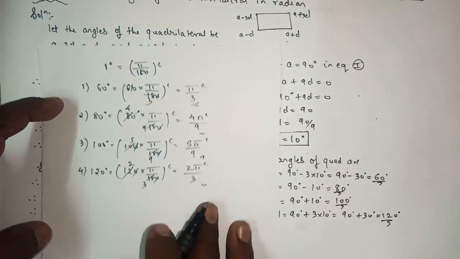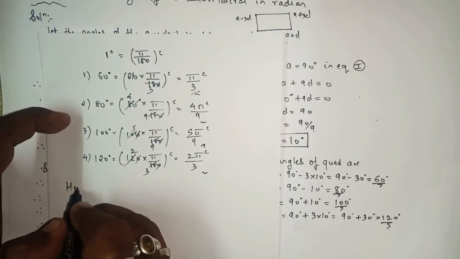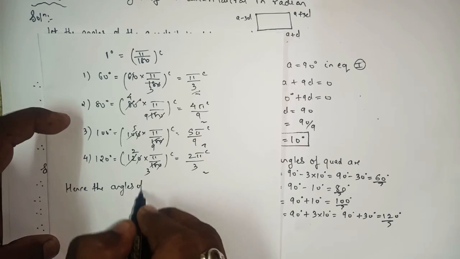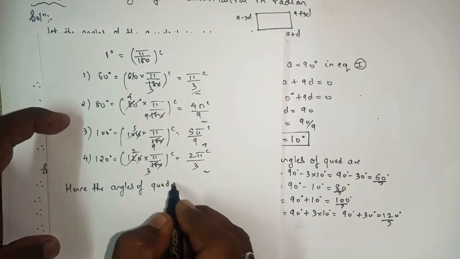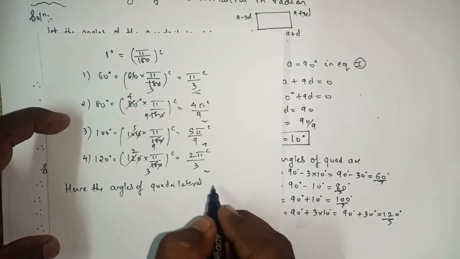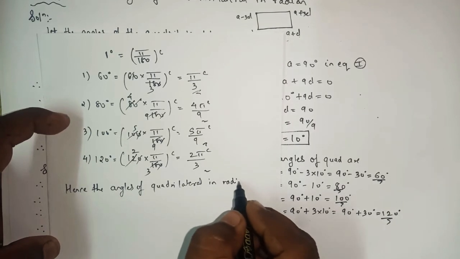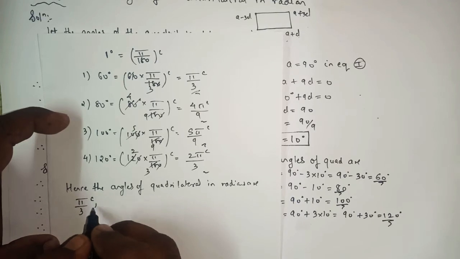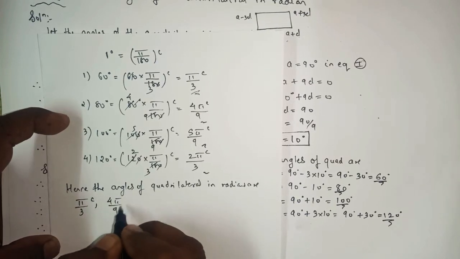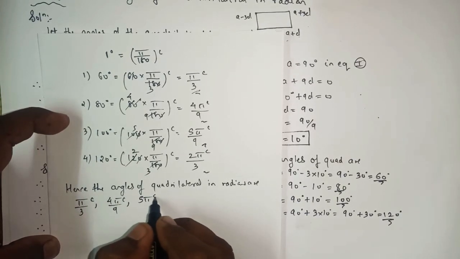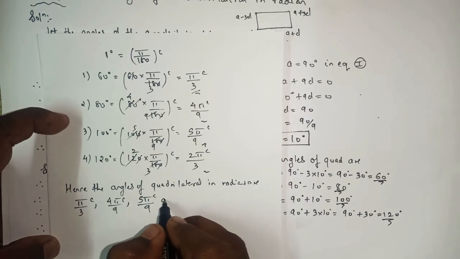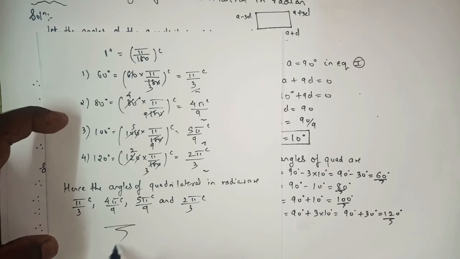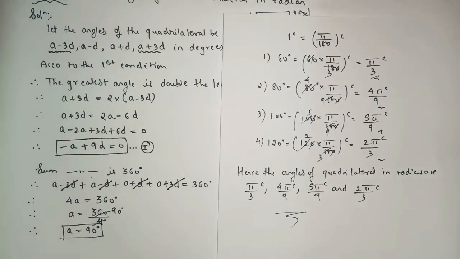So in the final step we can write as, hence the angles of the quadrilateral in radians are, first one is pi by 3, second is 4 pi by 9, third is 5 pi by 9, and the fourth one is 2 pi by 3. So in this way you will present your sum in the exam.